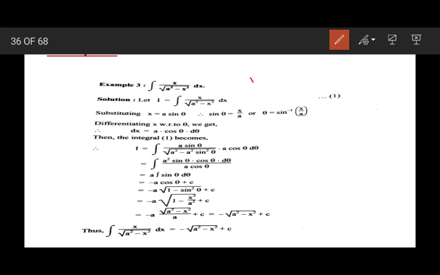See one more example, the integral of x upon root of a square minus x square. Again, the denominator is root of a square minus x square, right? So again I am going to substitute x as a sin theta, then the same procedure. That means sin theta is equal to x upon a, right? So theta is equal to sin inverse x upon a. Now since x is a sin theta, I am going to differentiate this with respect to theta. So I will get dx, which is equal to a cos theta d theta.